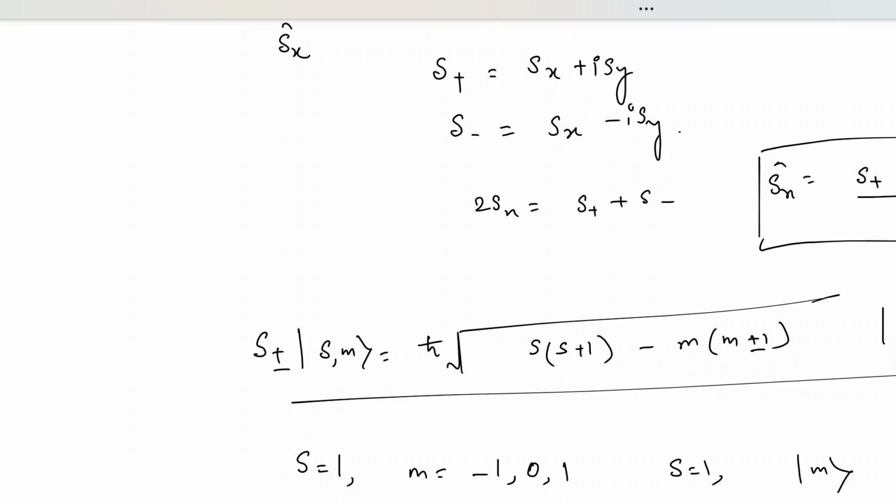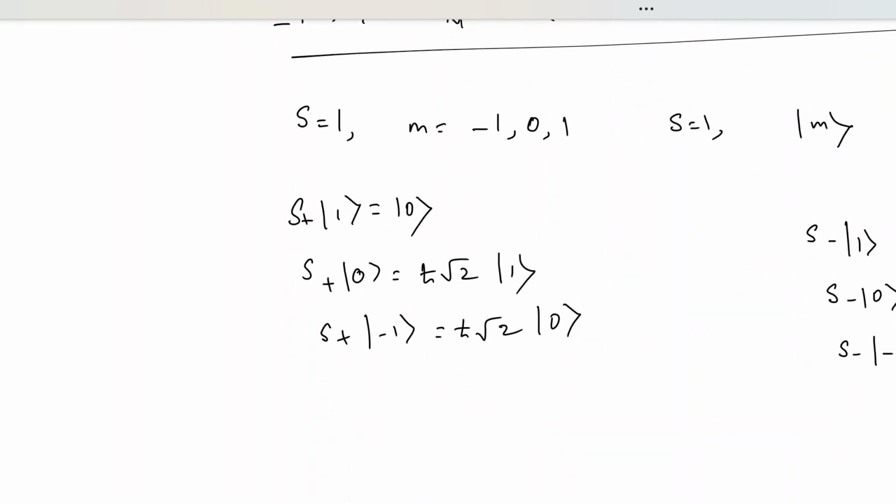I am not deriving it again because a similar sort of problem with the angular momentum J was done in some earlier week's assignment. So the idea is simple and similar, just instead of J you have S now. So J and mJ, instead of that you have now S and m. So s plus on 0 will be h cut root over 2 times 1, and s plus on minus 1 will be h cut root over 2 times 0. Similarly, s minus on 1 will be h cut root over 2 times 0, s minus on 0 will be h cut root over 2 times minus 1, and s minus on minus 1 will be 0. So you have all these things.